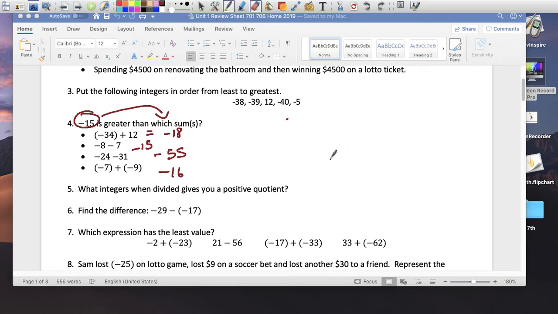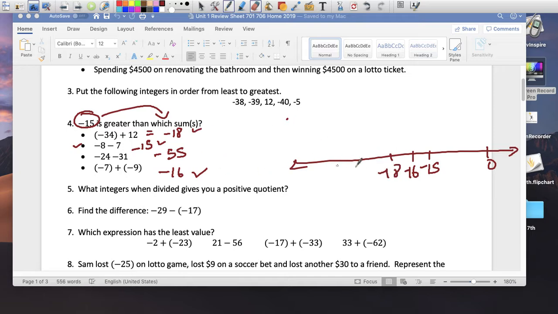Take the time to put these numbers on the number line. We don't need any positives, so I'm going to stick 0 way to the right. And I'm going to start with negative 15. So 0, sorry, 5, 10, negative 15 is about here. That's my number. I'll put negative 16 right next to it. And then negative 18 is a little bit over here. And then negative 55 is somewhere. It's not to scale, but it's all the way on the left side.